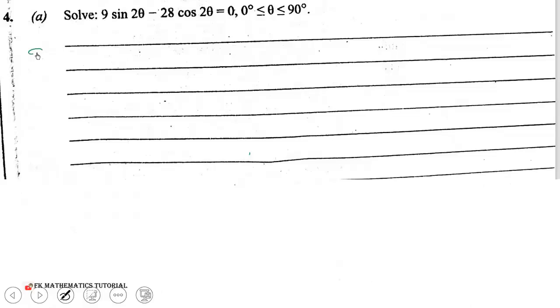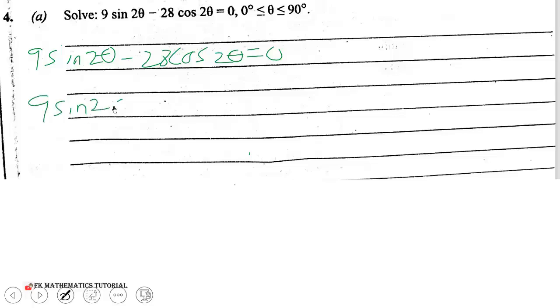So we have 9 sine 2 theta minus 28 cos 2 theta is equal to 0. So I'm going to equate this 9 sine 2 theta to 28 cos 2 theta. So it means that I've sent this one to the right hand side, making it become positive.